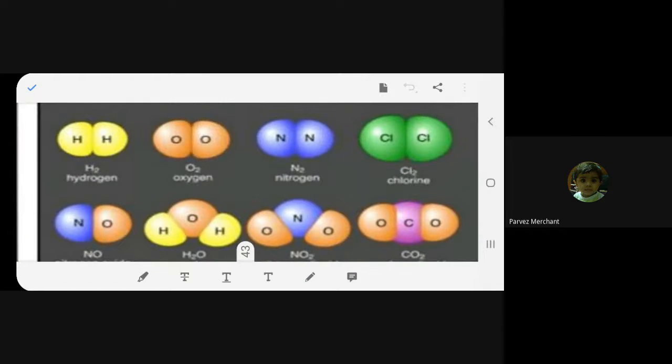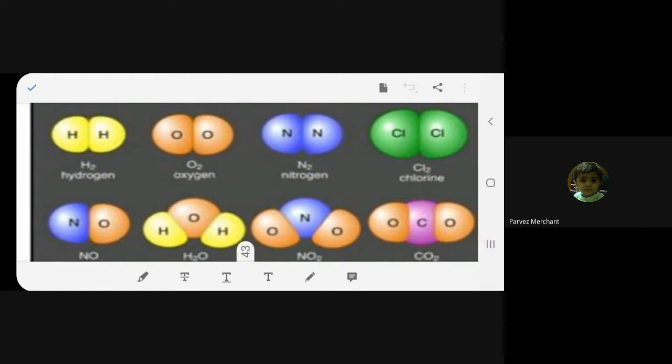Let's talk about this. What is this one, beta? H2, hydrogen. Oxygen, O2. Say O2 first. O2. This one, N2, nitrogen. This one, Cl2, chlorine. So what are these called? As diatomic molecules, isn't it? So a molecule is made up of two atoms.